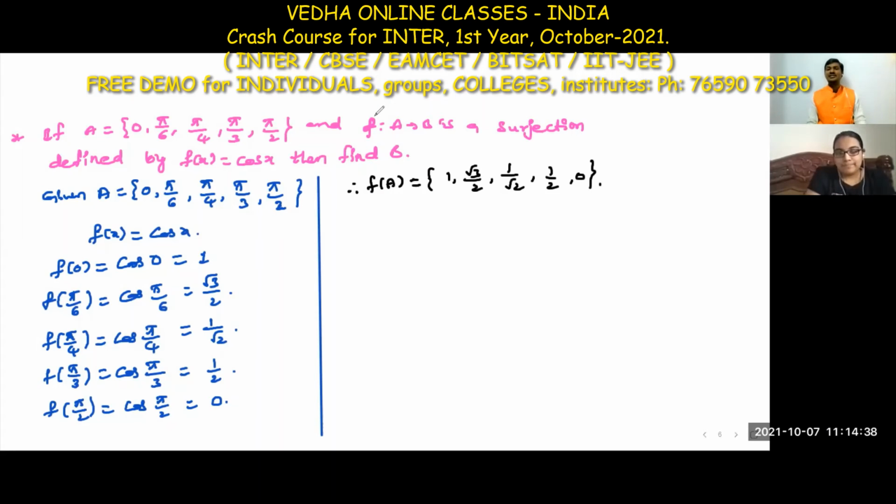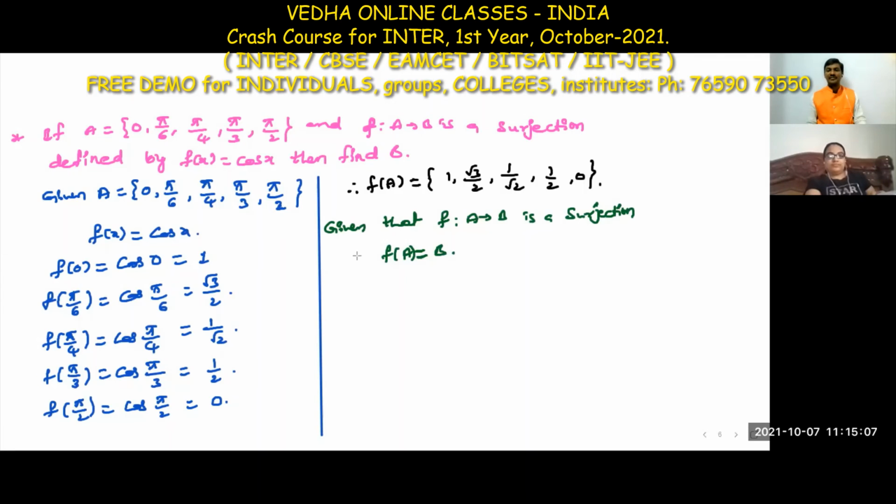What is the given condition? Now take the given condition: f maps from A to B is a surjection. What is the formula if it is a surjection? f(A) is equal to B. Very good. Repeat: f(A) is equal to B. Once again, f(A) is equal to B.